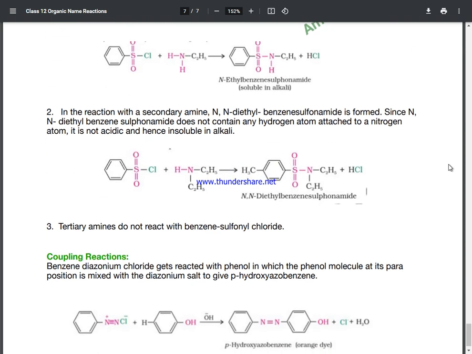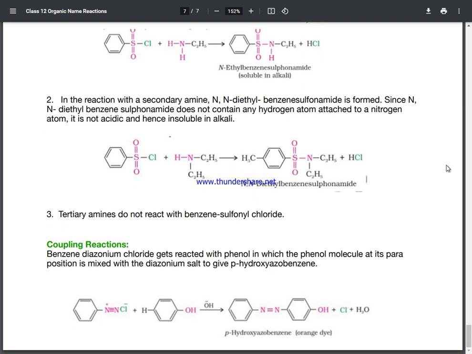In the reaction with a secondary amine, N,N-diethyl benzene sulfonamide is formed. Since N,N-diethyl benzene sulfonamide does not contain any hydrogen atom attached to the nitrogen atom, it is not acidic and hence insoluble in alkali. Tertiary amines do not react with benzene sulfonyl chloride.